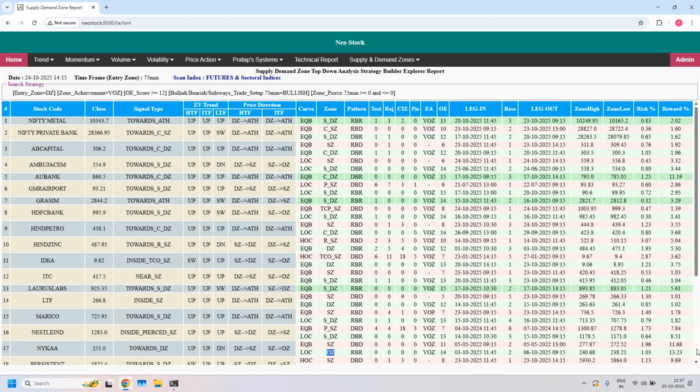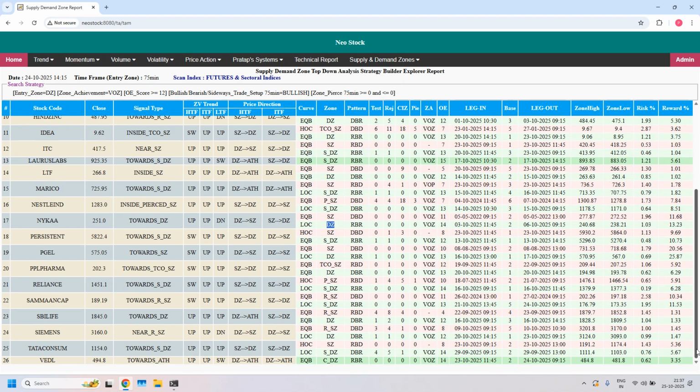Scrolling the list down, a total of 26 stocks are filtered. Out of these 26, we should identify high probability trade setup 75 minutes demand zones based on the two different zone confluence and EMA confluence strategies we learned in lesson 27.